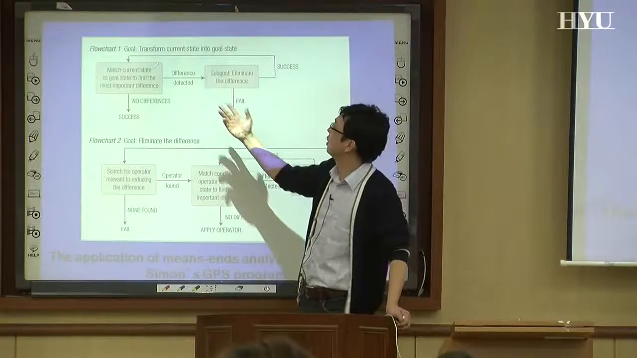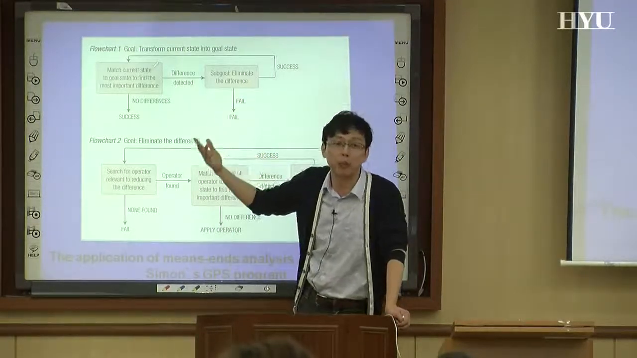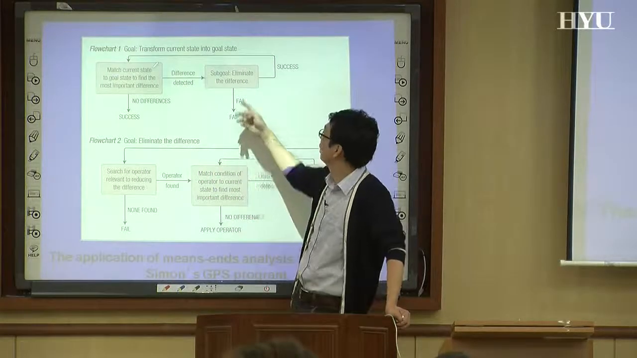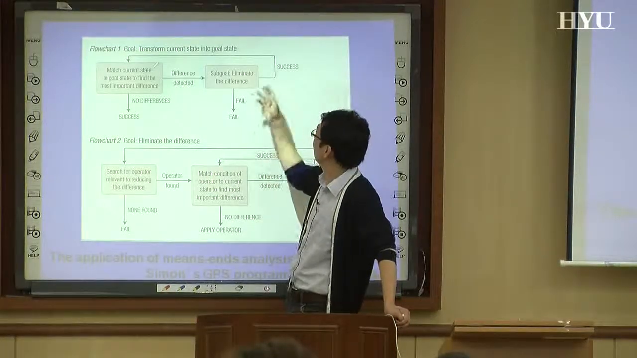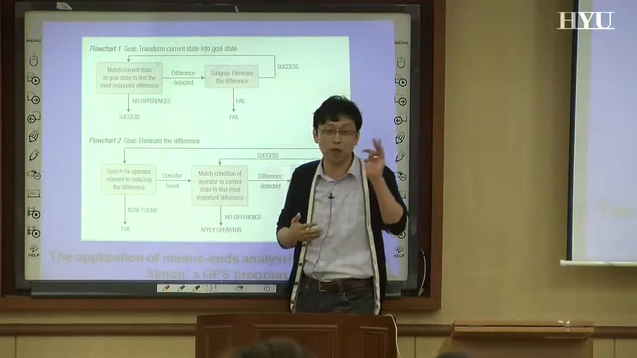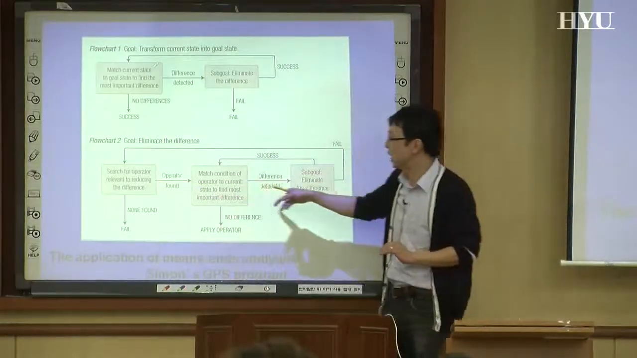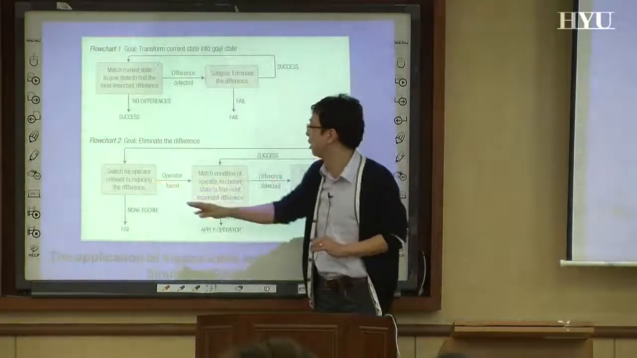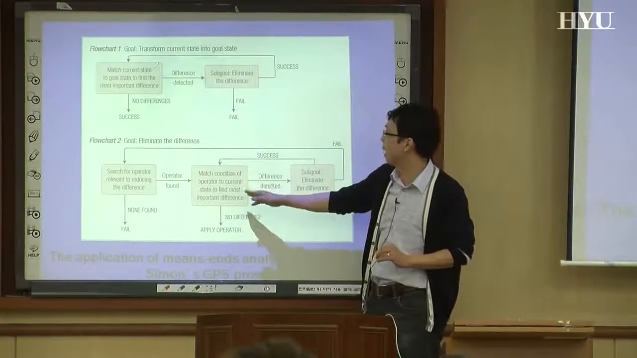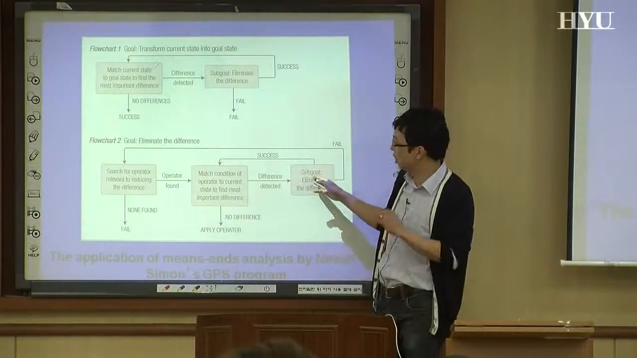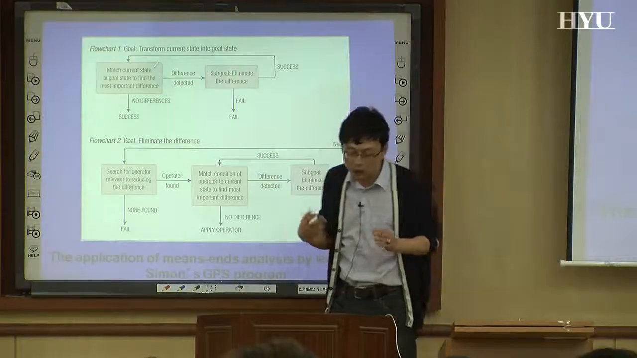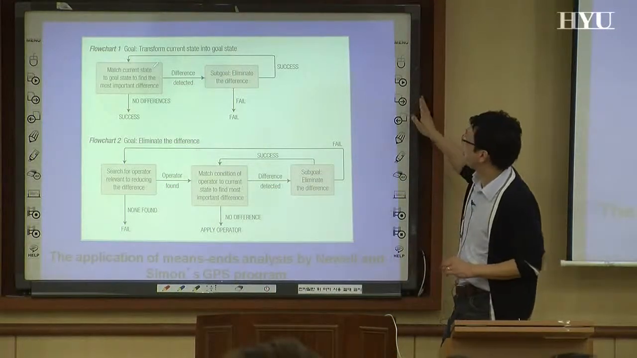So when we detect the differences, we try to do something, right? That is sub-goal decomposition, right? If that fails, and if they're successful, they can reach the final goal. So the idea is to keep doing this kind of process. Search for the operator, and once the operator is found, match the condition. Whether we reach the sub-goal or not, we use this kind of flow chart to solve the problem.